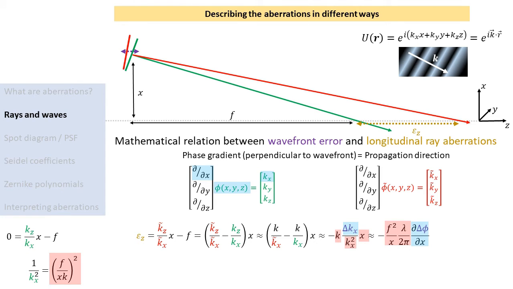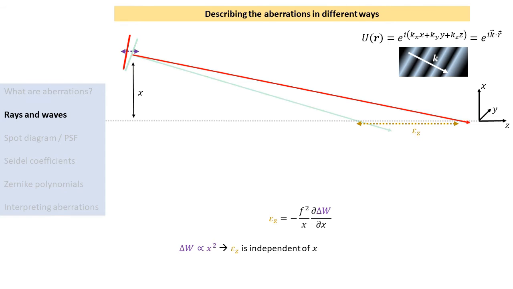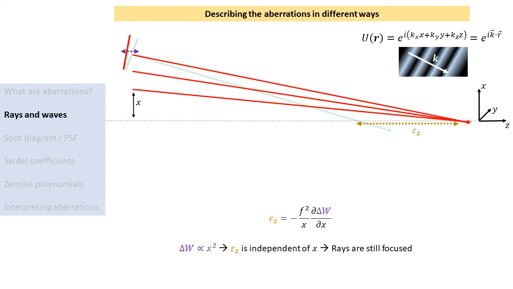By relating the difference in kx to a difference in phase, and by relating a difference in phase to an optical path length difference, we find that the longitudinal ray aberration is given by the derivative of the wavefront error with respect to the pupil coordinate divided by the pupil coordinate. From this result, we can make the following important observation. If the wavefront error is quadratic in the pupil coordinate x, then the longitudinal ray aberration is independent of the pupil coordinate x. This means that all the rays from different pupil coordinates still intersect at the same point. So a sharp image is still formed, but it is shifted longitudinally.